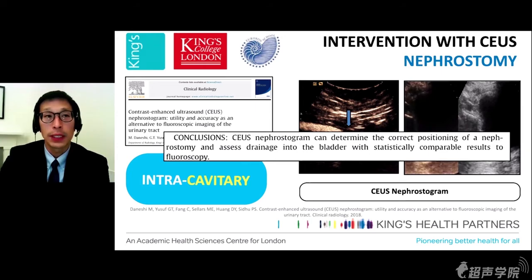In fact, we have compared the contrast ultrasound nephrostogram, and it shows that it can demonstrate the correct positioning of a nephrostomy tube and assess the drainage into the bladder with comparable results to standard fluoroscopy. Again, a very useful tool that can provide you information without radiation or transferring the patient to your fluoroscopy unit.